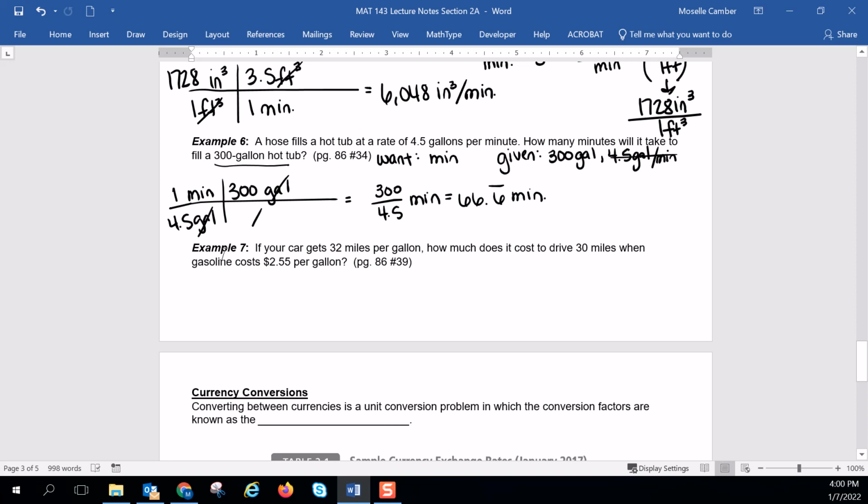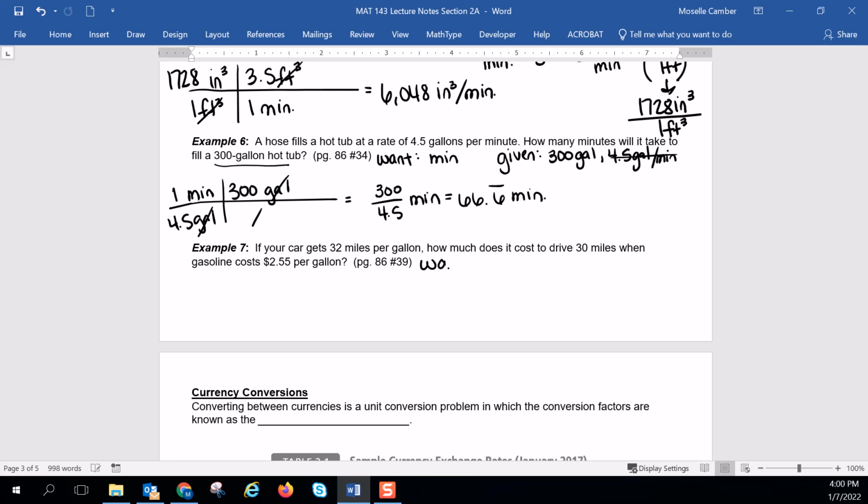Now I know some of this may seem really intuitive, where you can do it without setting it up like this, but if you practice on these where you know what the answer should be, it helps you when you get to some of the more complicated ones where it's not as obvious what you need to do. So example 7, if your car gets 32 miles per gallon, how much does it cost to drive 30 miles when gasoline costs $2.55 per gallon? I wish it was still that cheap.